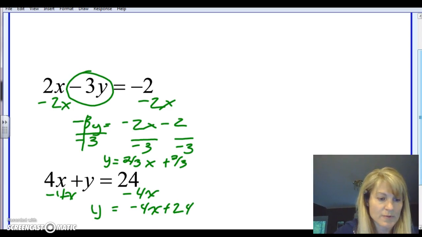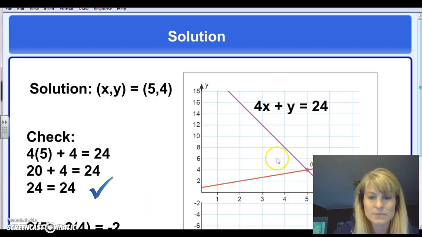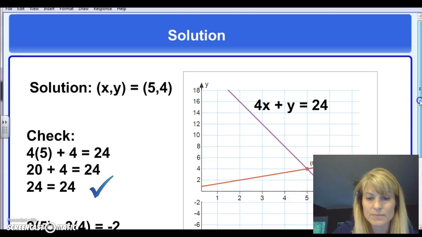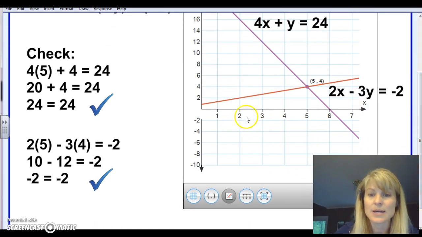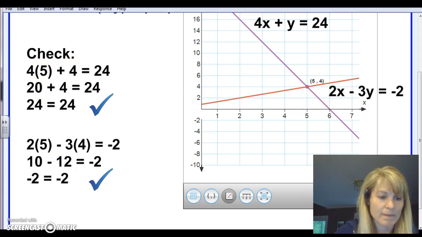So then we're going to do some graphing over here. So it looks like this. And then you can see again, it has 1 point in common, so it's one solution, and it's called consistent. And then if we plug in our x and our y, it works out just fine.